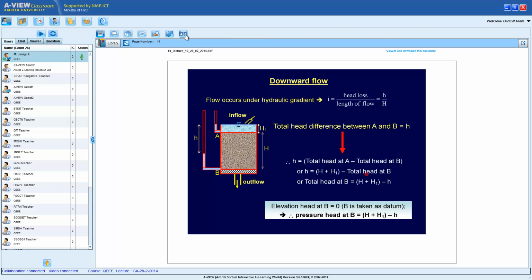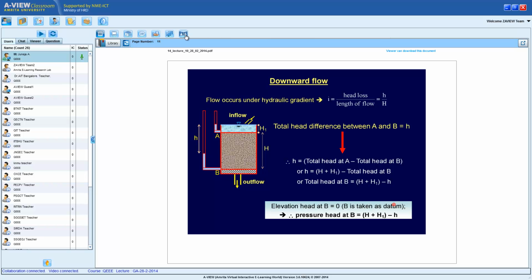In this case, I have said my level over here is datum. So if this is datum, and I want to state the expression for total head at B, just look at the left hand side. Total head at B equals the elevation head at B plus the pressure head. Elevation head at B is 0 because this is datum. In other words, the pressure head at B equals H plus H1 minus h, which is over here.